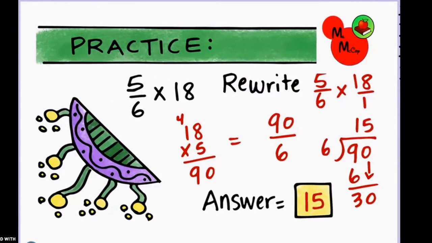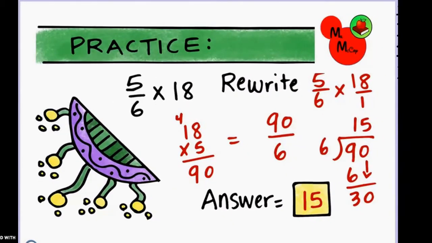Okay, we're going to work on this practice problem together, and then you will have some time to do some problems on your own. Alright, so 5/6 times 18. You would rewrite that as 5/6 times 18 over 1. Okay, so 18 times 5 equals 90, and 6 times 1 is 6.